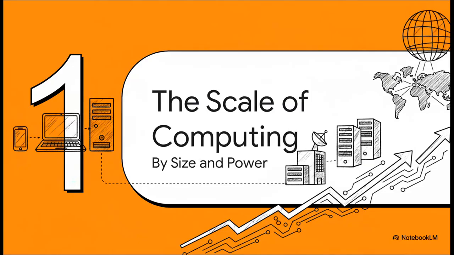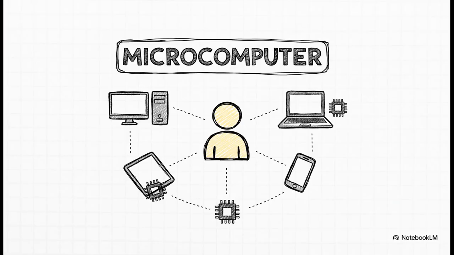Okay, let's kick things off with the most familiar way of thinking about computers, their physical size and their raw horsepower. This is a journey that'll take us from the personal to the absolutely planetary. This is the world you and I live in every single day. Microcomputers. The key here is that they're built around a single microprocessor and designed for a single user. We're talking about your desktop PC, your laptop, your tablet, and yep, the smartphone that's probably within arm's reach right now. These devices completely changed the game.